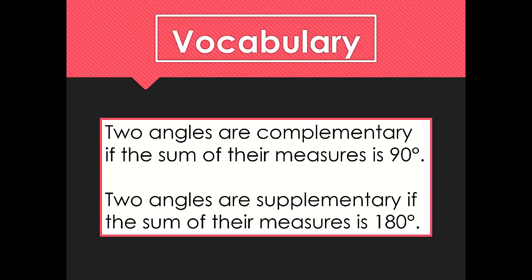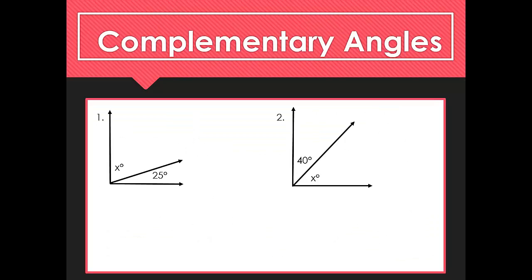Now we have a couple more vocabulary words. Two angles are complementary if the sum of their measures is 90 degrees. Two angles are supplementary if the sum of their measures is 180 degrees. First, we're going to look at a couple of complementary angles. These angles are complementary because the sum of their measures is equal to 90 degrees.